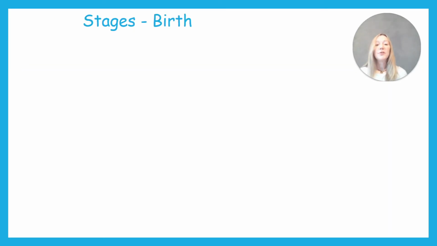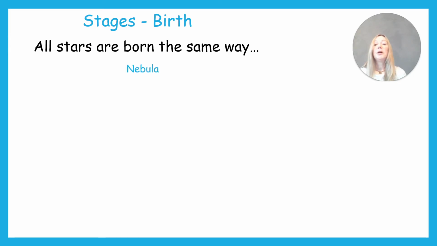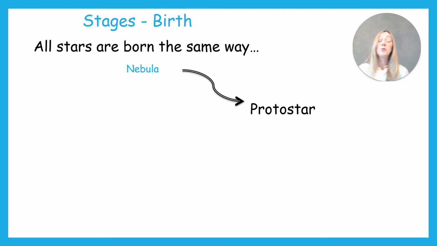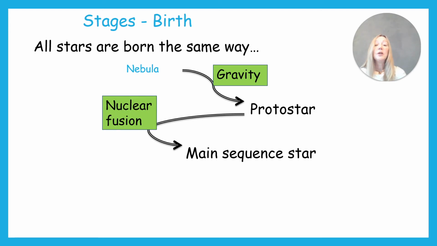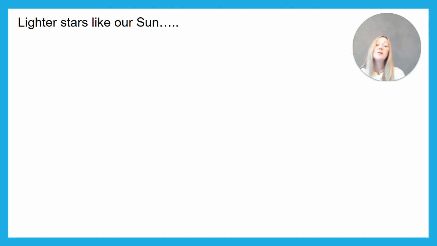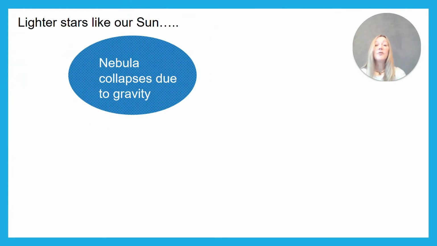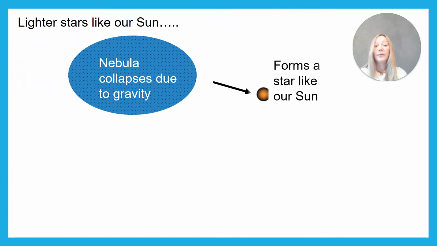So let's take a look at the birth of stars, and all stars start in exactly the same way. So we have a nebula, which is basically a cloud of dust and gases, and this nebula forms a protostar, and that's due to gravity. But once we get nuclear fusion happening, so once we get those fusions of nuclei, the main sequence star is born. So lighter stars like our Sun, again, start off with the nebula collapsing due to gravity, and this then forms our Sun. And once nuclear fusion starts, the Sun starts to shine.